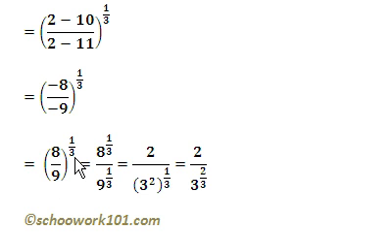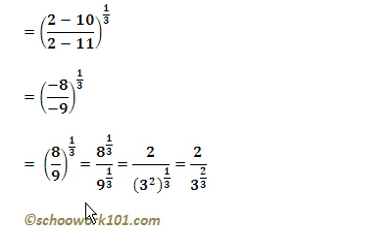And by the properties of exponents we can split this up. 8 raised to the 1/3 power is 2, and rewriting 9 as 3 squared, by the properties of exponents we would multiply these together, and 2 times 1/3 is 2/3.